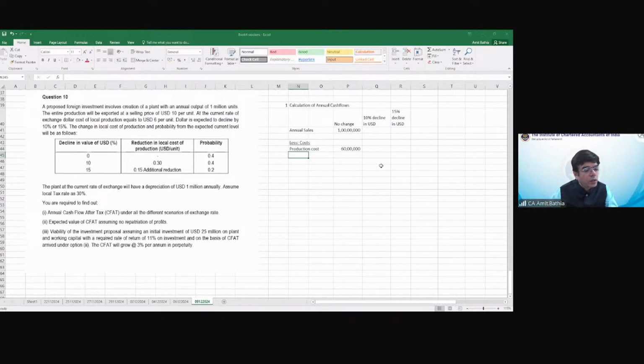Next, less depreciation, right? We know depreciation. What will be the amount of depreciation? We are told it will be 1 million annually. 1 million, that is 10 lakhs annually.